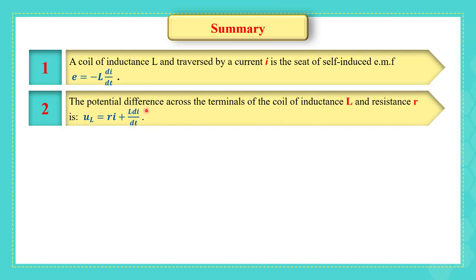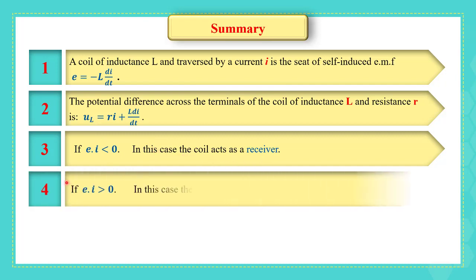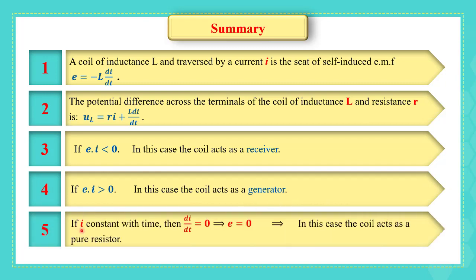The potential difference across the terminals of the coil of inductance L and resistance R is U coil equals Ri plus L dI over dt. If E times I is negative, in this case the coil acts as a receiver. If E times I is positive, in this case the coil acts as a generator. If I is constant with time, then dI over dt equals 0, so E equals 0. In this case, the coil acts as a pure resistance, or as a connecting wire if it has no internal resistance.